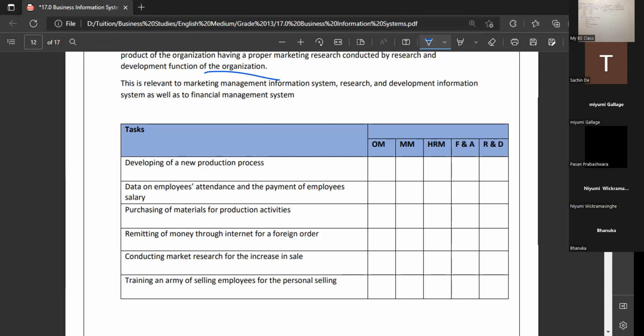What do you think the below task should come under, what information system? Should it be under the operation system, should it be under marketing, or maybe there could be instances where more than one system is required for some function, right? That also you have to be mindful of. For some tasks, you need the help of more than one system. That also you have to be careful about.